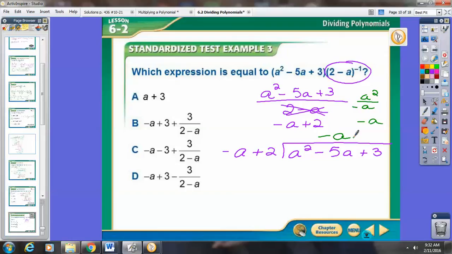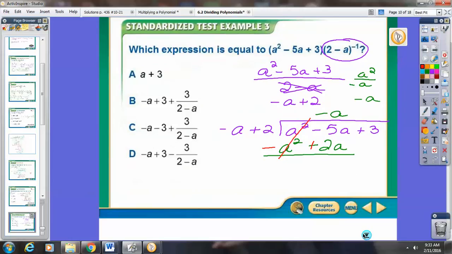So now multiply. Negative a times negative a is positive a squared. Negative a times 2 is negative 2a. What do we do next? Subtract, so really we're changing those signs. Remember, we want those first terms to cancel out every time. We have negative 5a plus 2a, negative 3a. Bring down the next term, plus 3.